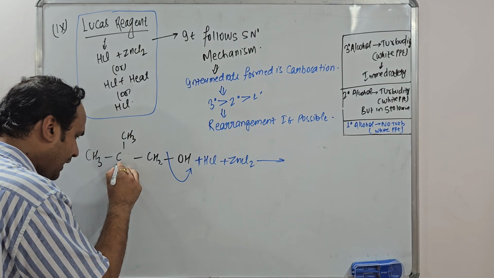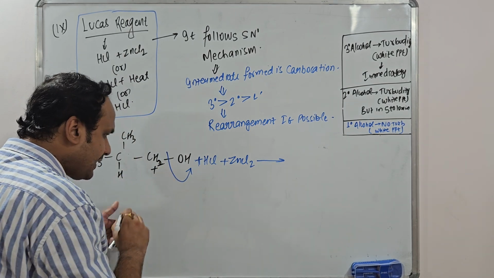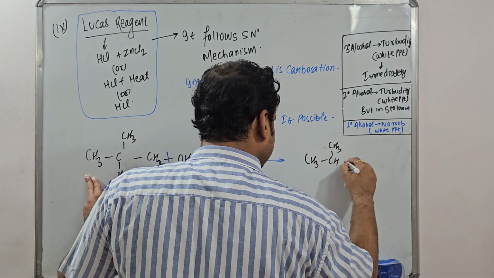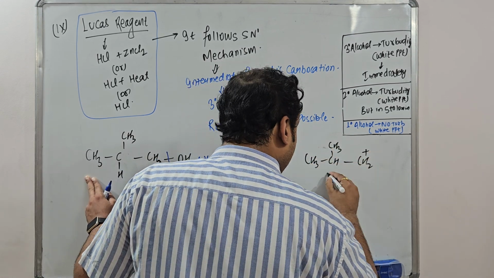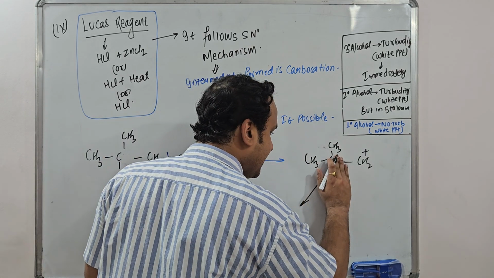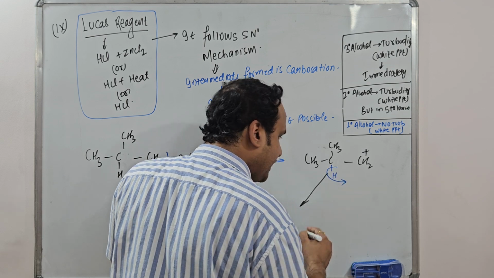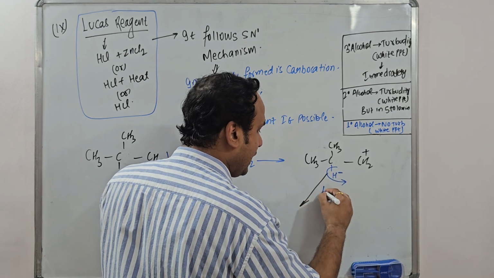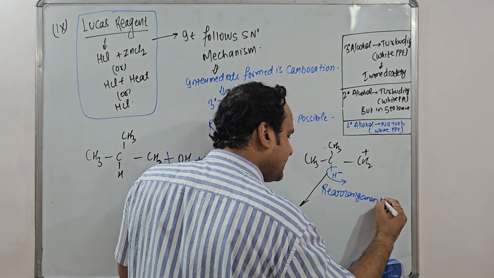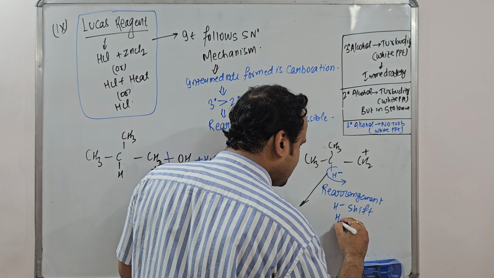What happens? Over here we will have H. First this OH will be removed. This will get positive and you will get CH3, CH, CH3, CH2 plus. Now before Cl attacks, this will do the rearrangement. What is the rearrangement? The hydrogen from here takes the electron with a negative sign and shifts over here. This can only be a rearrangement, that is H minus shift, and H minus is called hydride.